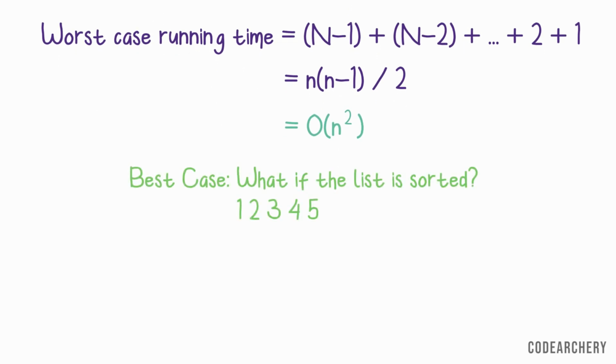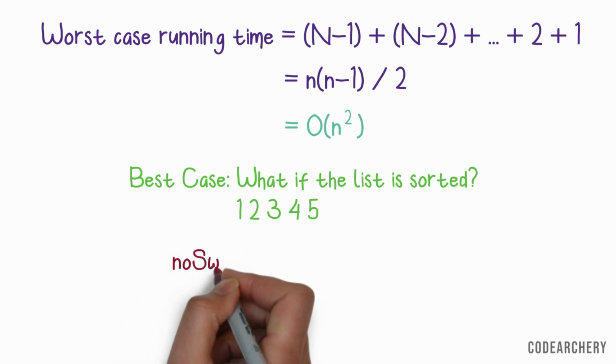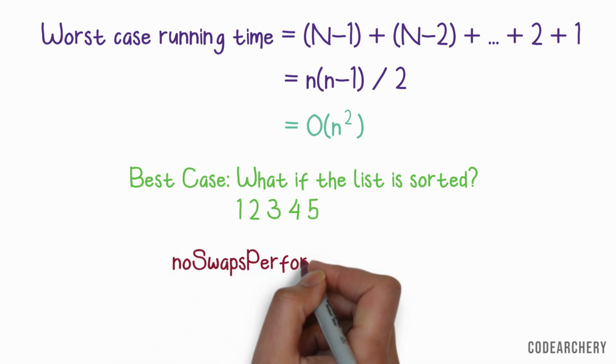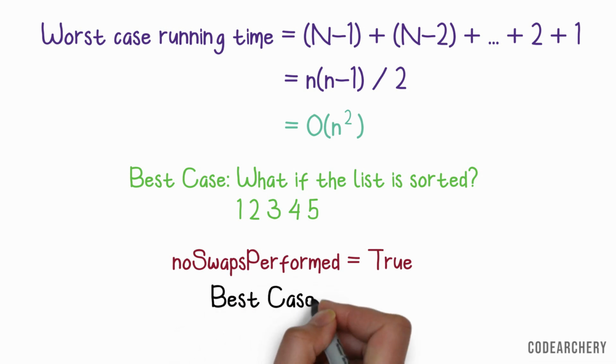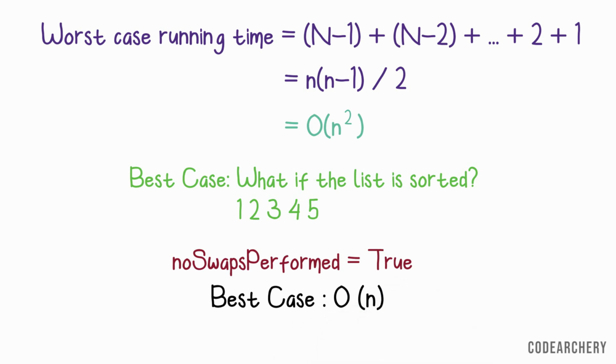Now for the best case, when the list is sorted, the time complexity depends on the code. In the implementation, if you have added a flag such as no_swaps_performed equals true, which means if there are no swaps done in the first iteration, then the list is sorted and the time complexity is O(n). But if you have not added this checking condition, then the time complexity will be O(n^2). Since everyone checks whether a list is sorted or not, we'll say that the time complexity is O(n) in the best case scenario.